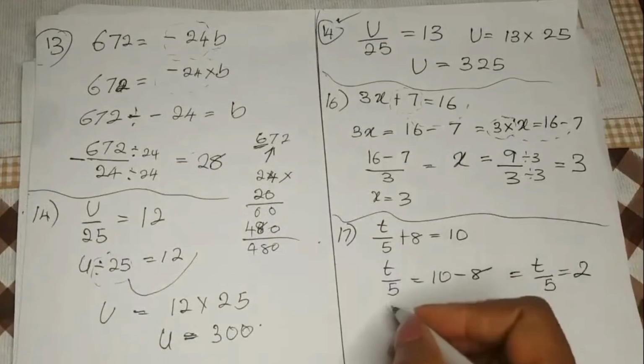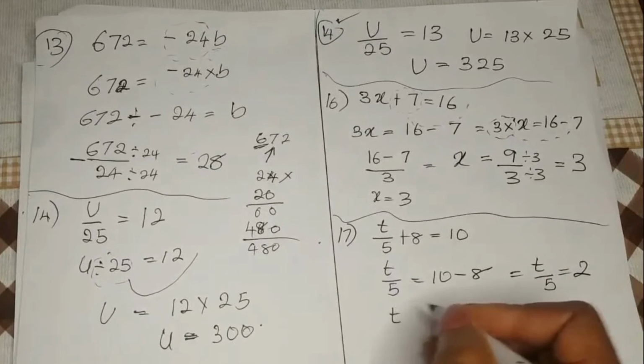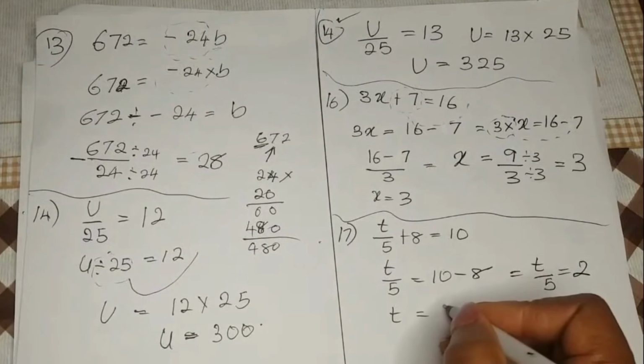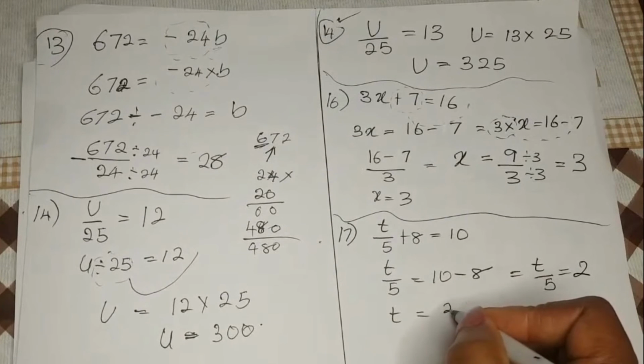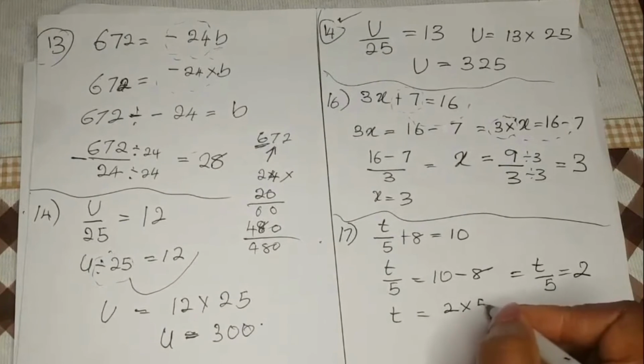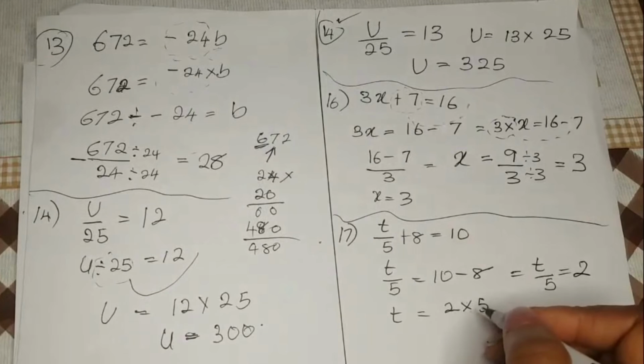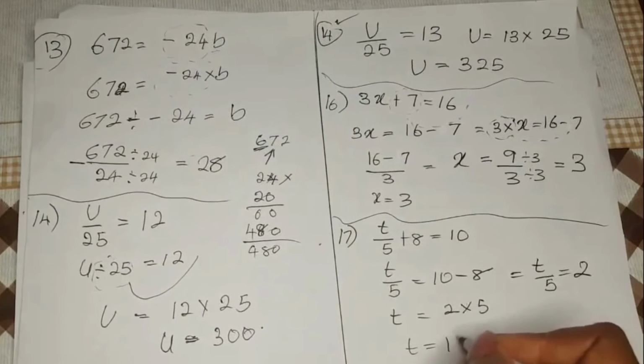Okay. I have t over 5 gives you 2, multiplied by 5. So our t is equal to 10.